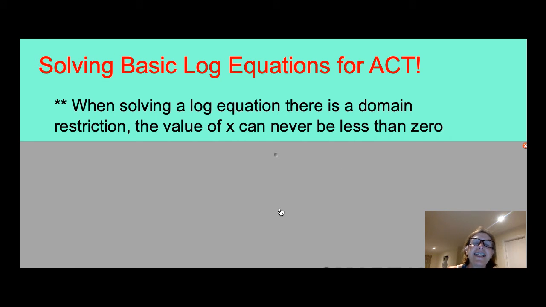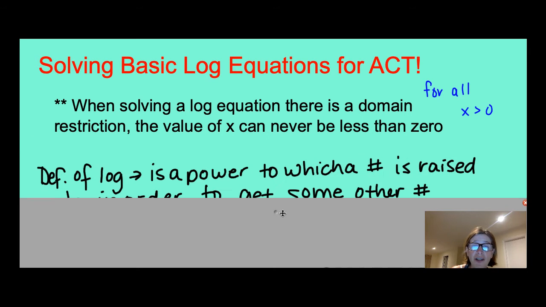It's late night, and today I wanted to make sure I got in a quick video for you on solving basic log equations for the ACT. So I wanted you to remember when you're solving a log equation, there is a domain restriction, and so the value of x can never be less than 0. And so they're going to state that. They're going to say for all x greater than 0, and it shouldn't stress you out. It just is telling you the domain restriction.